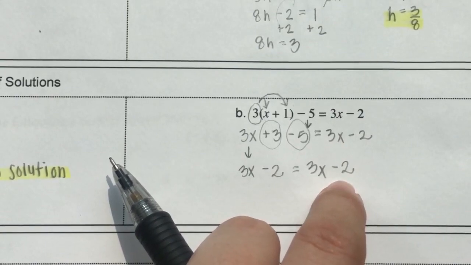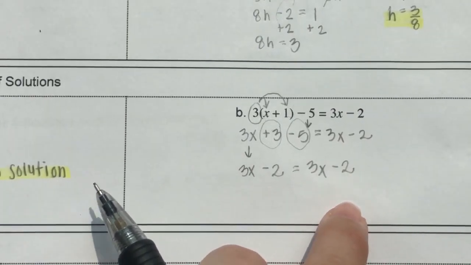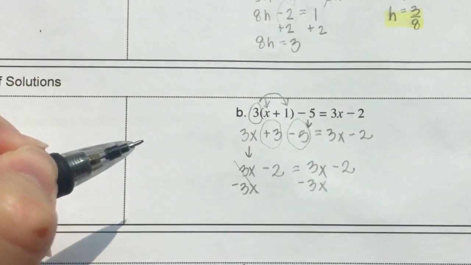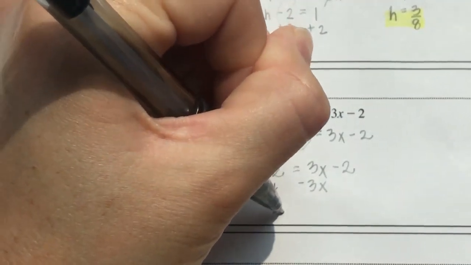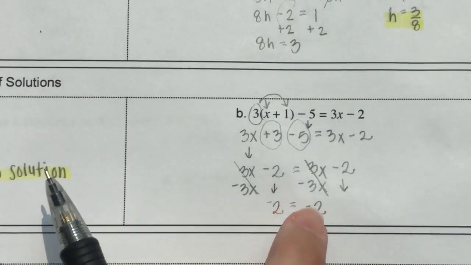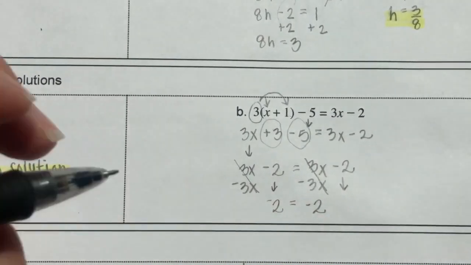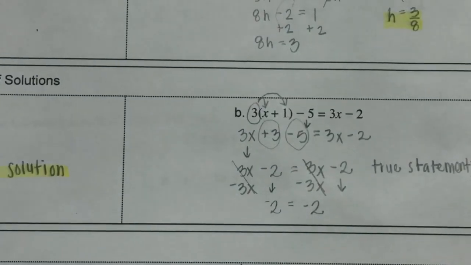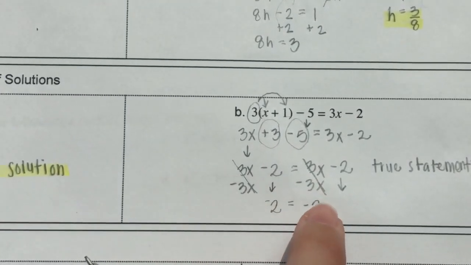Now my left side is simplified and my right side is simplified. So now I want to get my variables on the same side of the equal sign. I'm going to subtract 3x to cancel it out on the left, and whatever I do on the left I have to do to the right. So 3x minus 3x cancels out. I'll bring down my negative 2. 3x minus 3x also cancels out, and I'll bring down my negative 2 again. So negative 2 equals negative 2. That is a true statement. So when you end up with a true statement, one number equals the same number, we say it's infinitely many solutions.